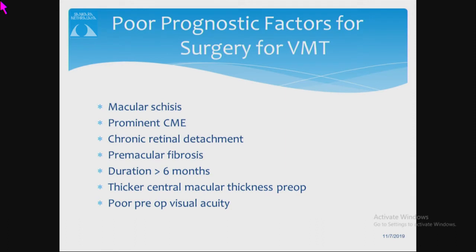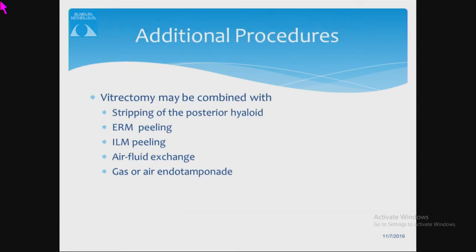Some poor prognostic factors for surgery for VMT have been described, like maculoschisis, prominent CME, chronic retinal detachment, premacular fibrosis, VMT of duration more than 6 months, thicker central macular thickness preoperatively, and poor pre-op visual acuity. Pars plana vitrectomy can be combined with other procedures like stripping of the posterior hyaloid, ERM peeling, ILM peeling, air fluid exchange, or gas or air tamponade.